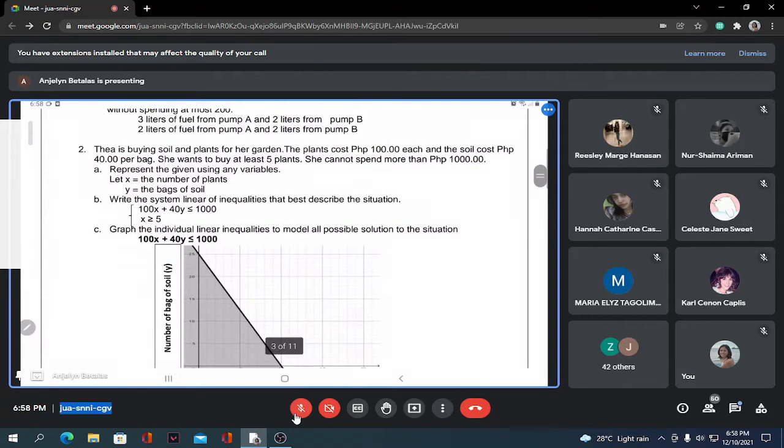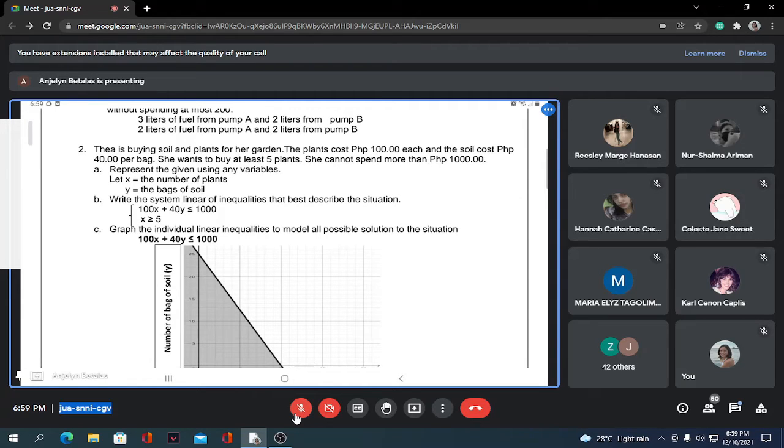Okay. Next problem. Thea is buying soil and plants for her garden. The plants cost 100 pesos each and the soil costs 40 pesos per bag. She wants to buy at least 5 plants. She cannot spend more than 1,000 pesos. First question: write the given using any variables.